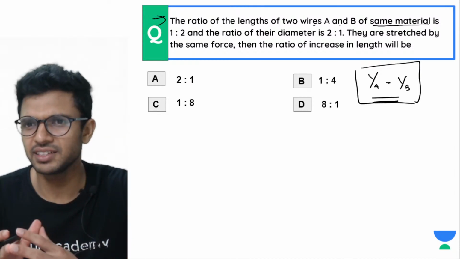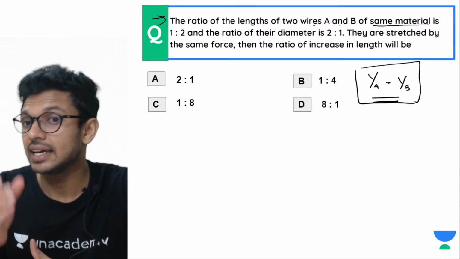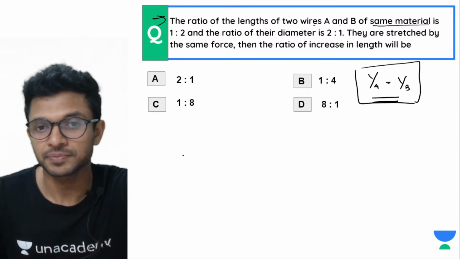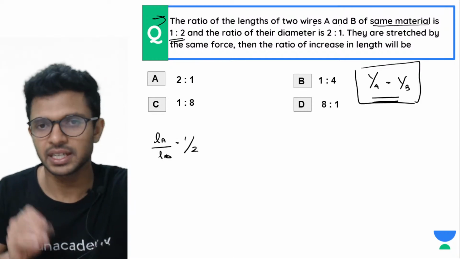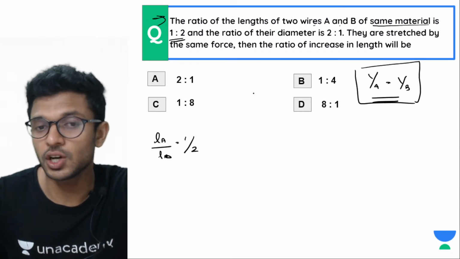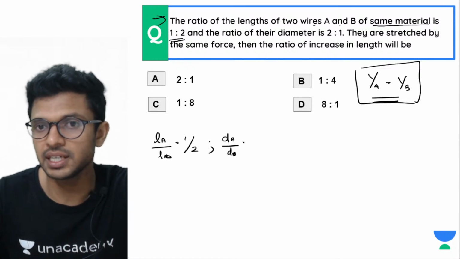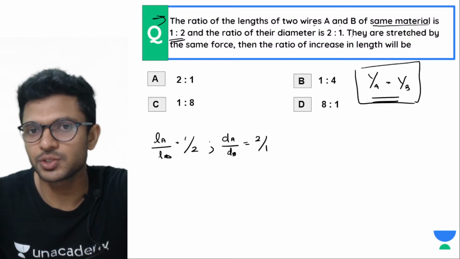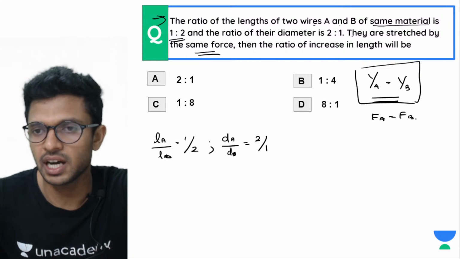So as both are having the same material, what can we write? With a smile, you can write that Young's modulus of A and Young's modulus of B are equal. Okay, what else is given? The ratio of the length of A to the length of B is given as 1:2. Write it down. Then the ratio of their diameters, so the diameter of A to the diameter of B is given as 2/1. Okay, look, they are stretched by the same force. So the force in A and the force in B are the same.